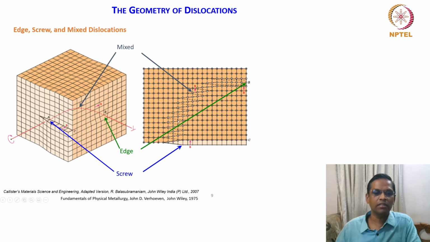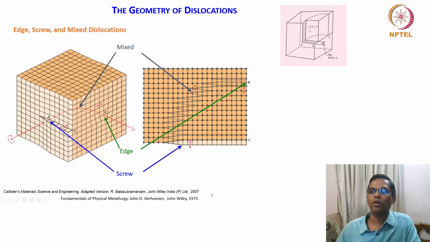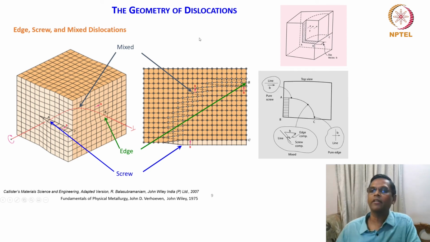How do we understand this? So you look at this top view again. This is a pure screw dislocation, and this is a pure edge dislocation here. And somewhere in between it is B. Still, it is very difficult to understand from this image, because the displacements are shown here but not clearly. We will take some assistance to explain this, with some more schematics.